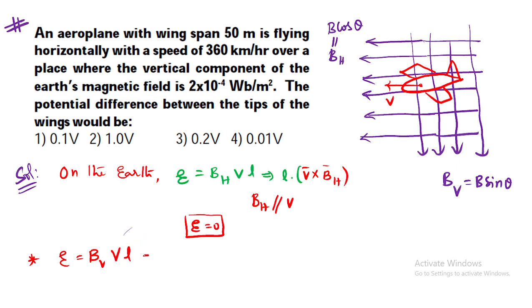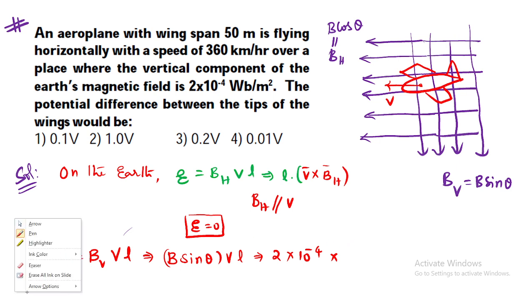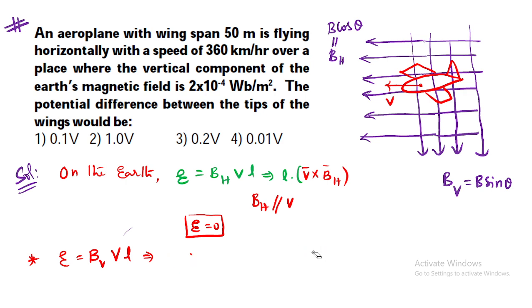Vertical component, what is it? I can write it here. B times sin theta into V into L. The magnetic field is how much here? 2 into 10 power minus 4. Sin theta is how much here? Is there any theta? Nothing. The entire BV value itself they gave. No need to find it again. The vertical component value itself they have given already. So it is 2 times 10 power minus 4.